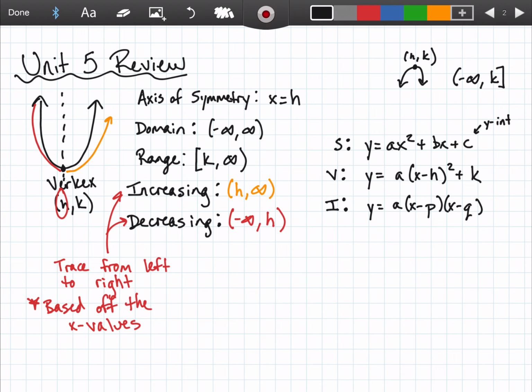And the vertex from standard form, I want to remind you that H is opposite B over 2A. And to find K, you're just going to plug whatever you got for H into your equation for x. So that's just a really brief summary of parabolas for you.